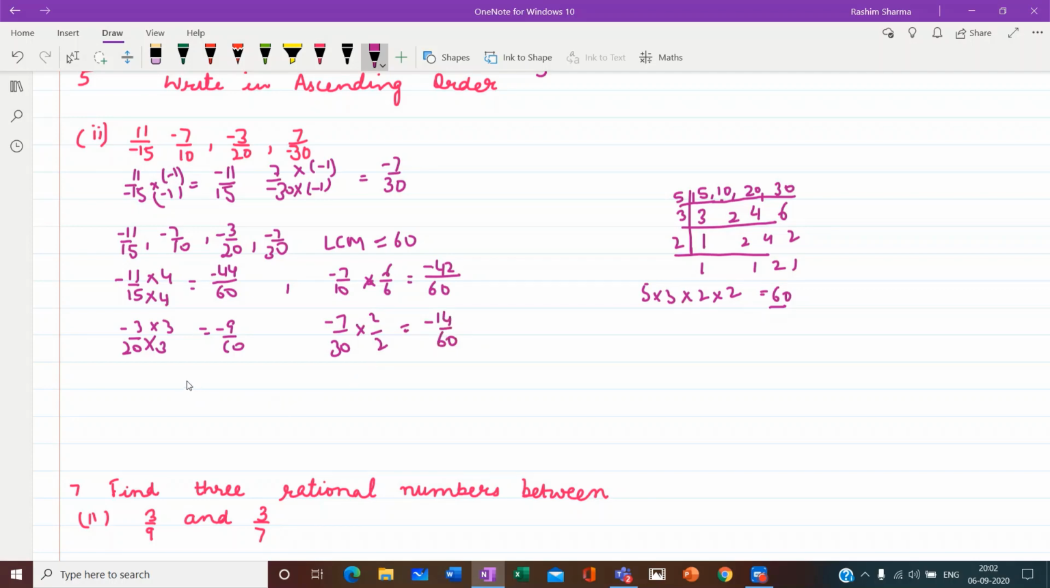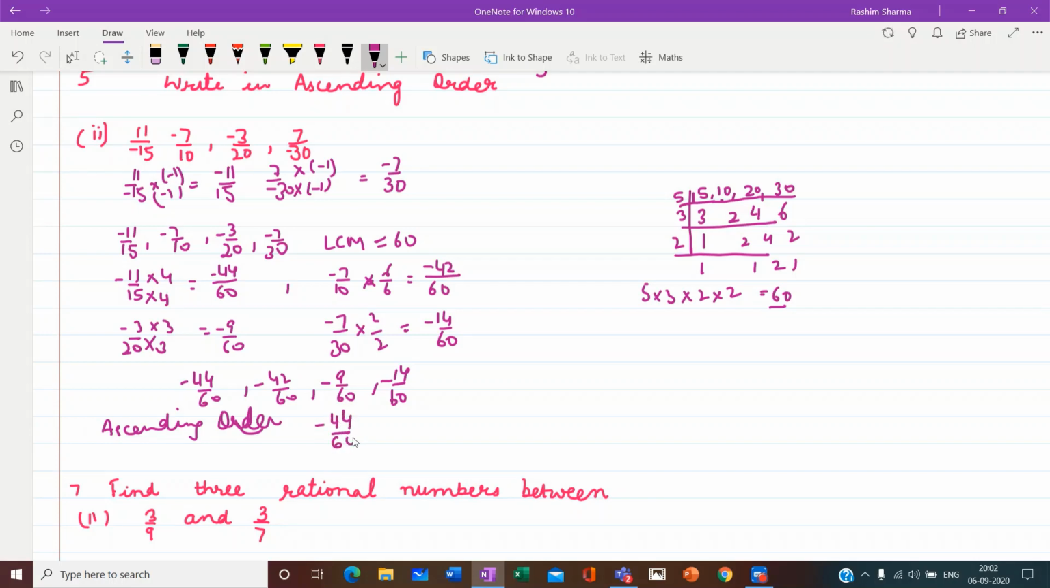Now we got here minus 44 on 60, minus 42 on 60 and minus 9 on 60, and the last is minus 14 on 60. Now we have to write it in ascending order. Ascending order means smallest to greatest. So smallest number is here minus 44 on 60.